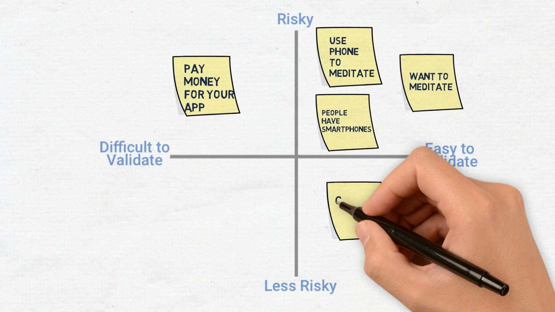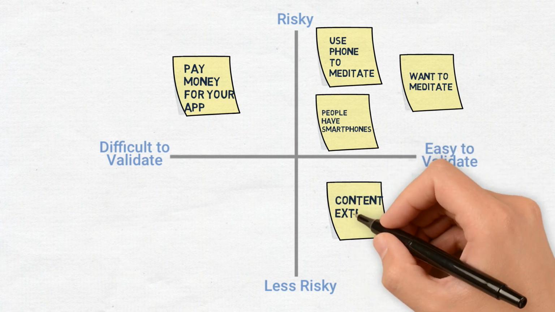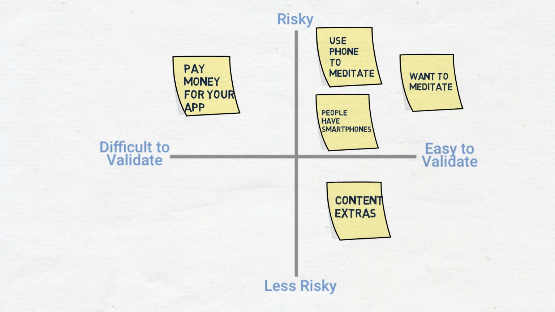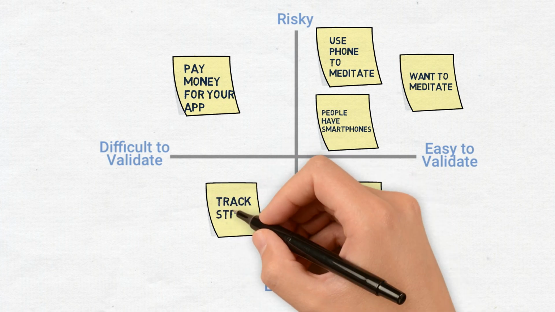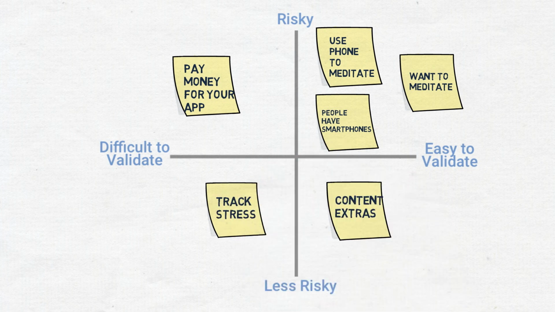An easy to validate and less risky assumption is that people want video content extras. This isn't consequential to your core product, but it will determine if it's worth creating a bunch of blogs and videos within your app. You can easily ask people if they read wellness content on a daily basis. A difficult to validate and less risky assumption is that people will track their daily stress levels. While your product can be successful without it, it would be a nice add-on if there's a market fit. Since there's no way to know for sure that someone will actually actively track their stress, it's more difficult to get a clear answer. Remember, these categories are subjective, and one assumption can be placed in multiple different quadrants.